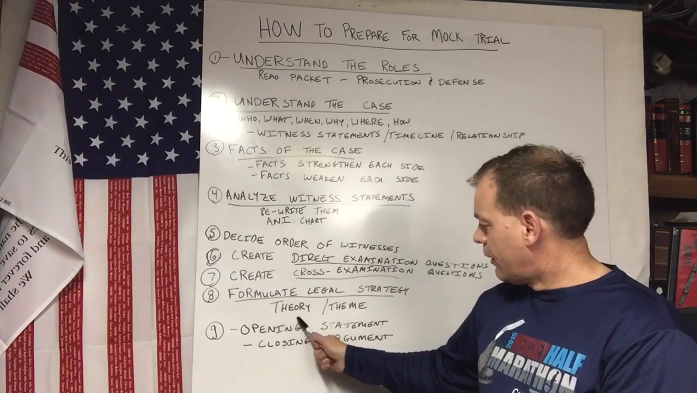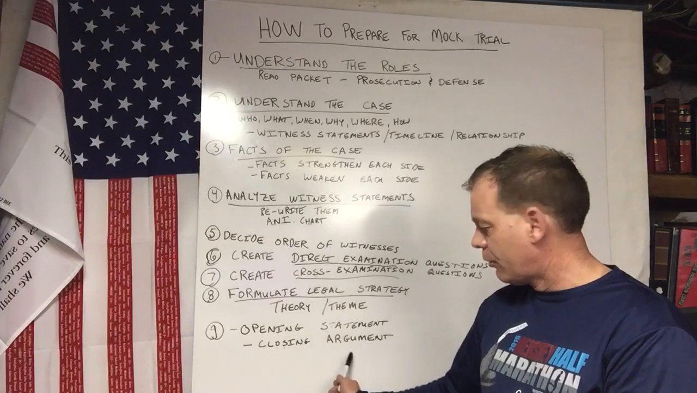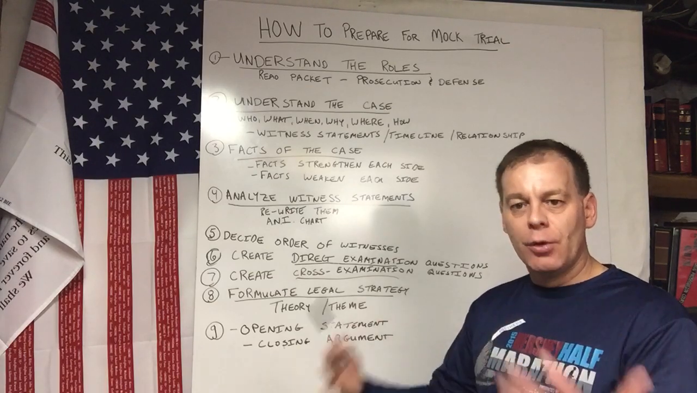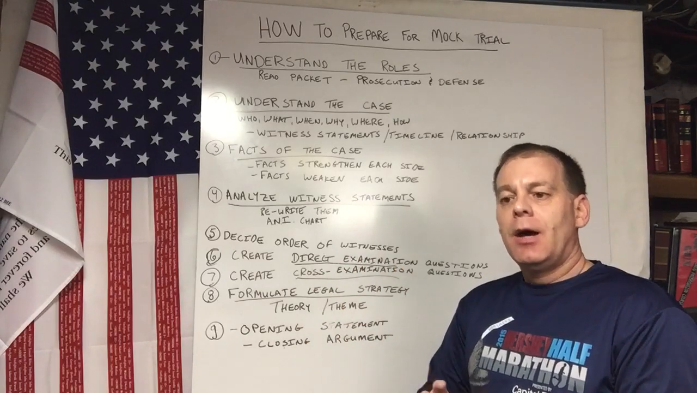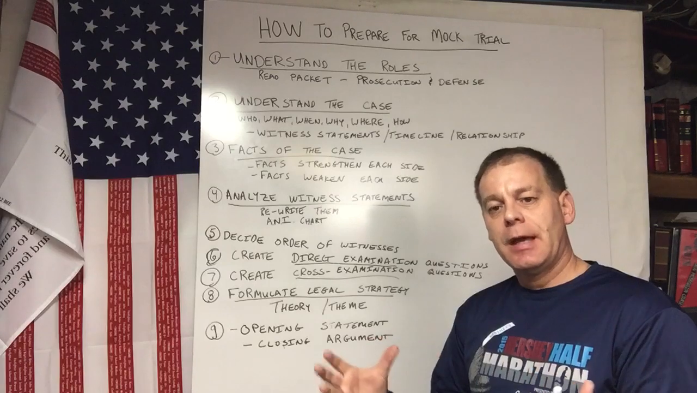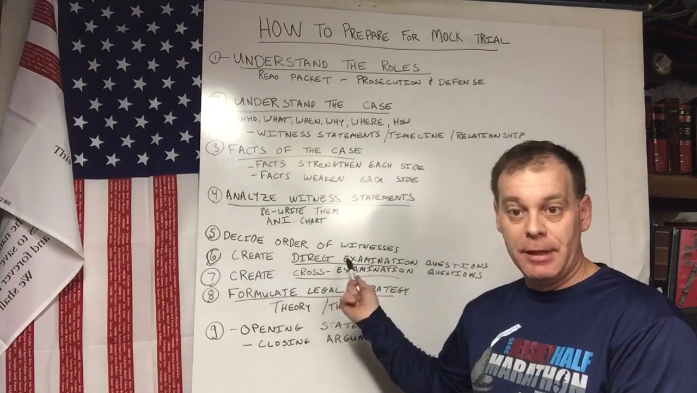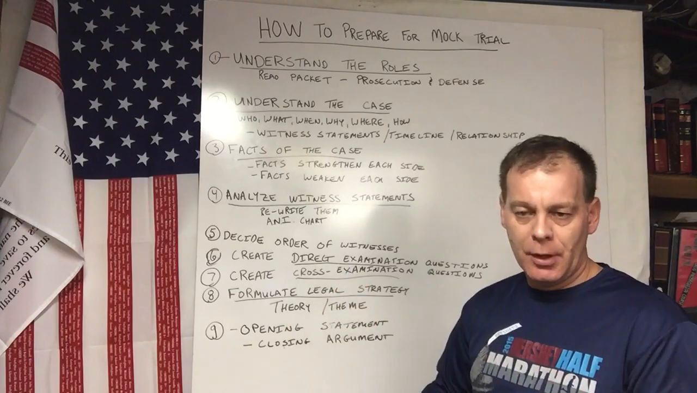But you need to create a theory and a theme. You're also going to be developing opening statements and closing arguments. Notice I said statement and argument here. So your opening statement is your overview of the case. Your closing argument is where you're closing everything together, and you're talking about why you believe something happened the way it did, and why the evidence supports your theme and your theory of the case, and why you should believe certain witnesses or not.